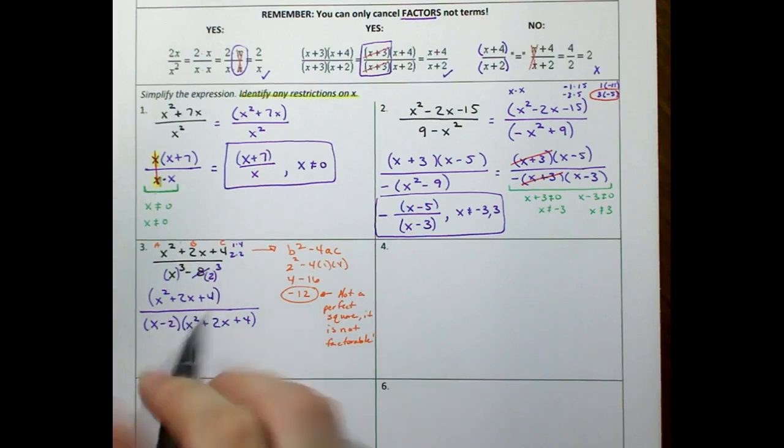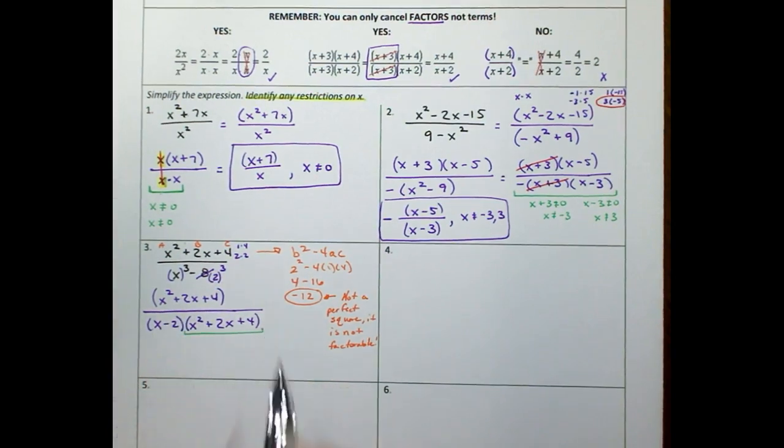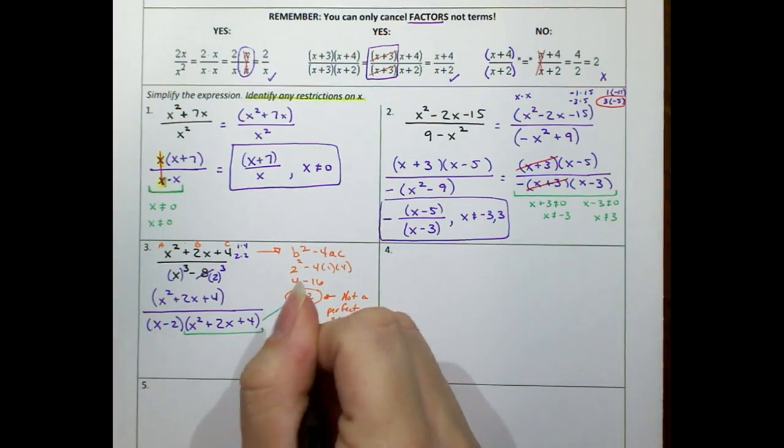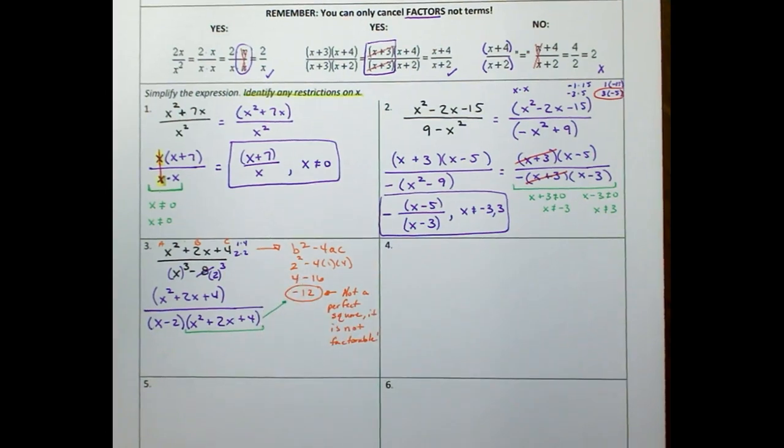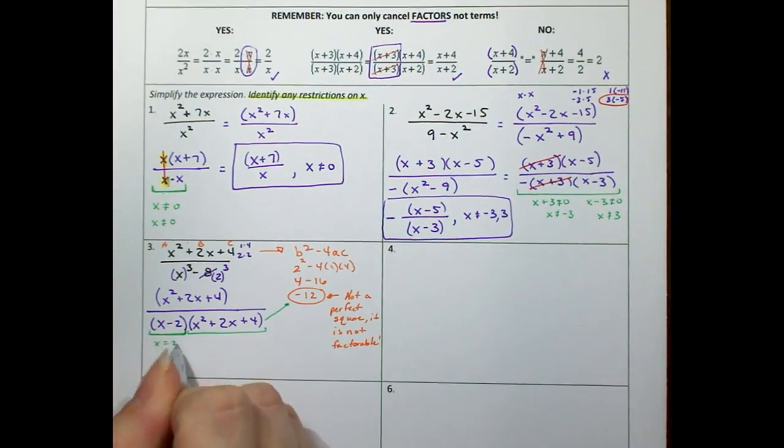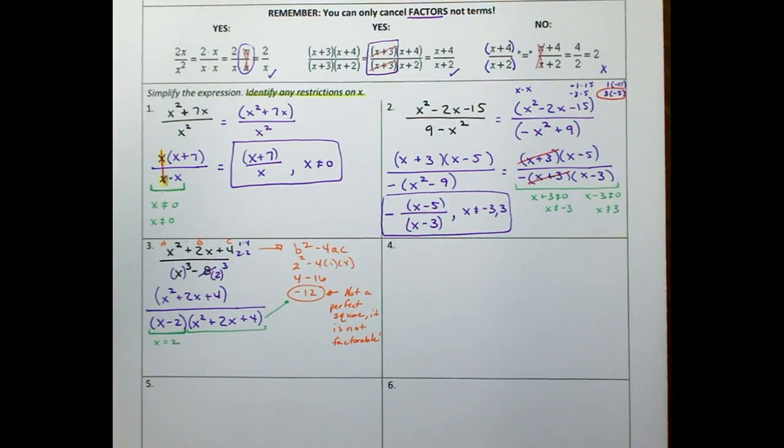So we know that this expression right here doesn't have a real solution because of that negative 12 right there. That's a negative, which means there's an imaginary solution to that quadratic. So we're not going to have a real solution that ever makes the denominator equal to 0 for that piece. But this x minus 2 has a real solution. It would be x equals 2. So 2 is the value that does not work here. That's the restriction on x. So when we're writing our answer, we're going to include that x cannot equal 2.